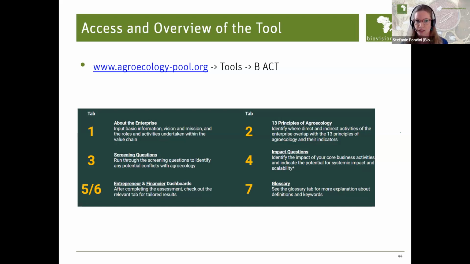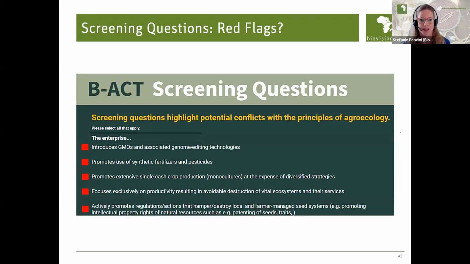These are the 13 principles and questions you need to answer to get the results. Then the screening questions I just touched upon, and the impact questions. So if an enterprise has data on impact, this is the tab to fill it in. And then tabs 5 and 6 are the results, and 7 is just additional information. Next, please.